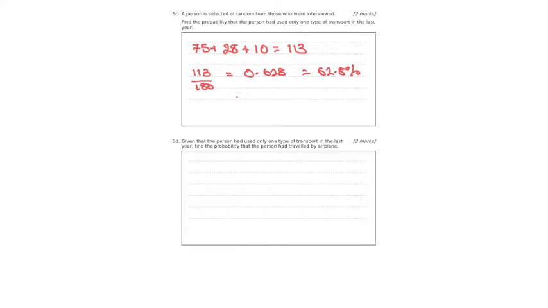Given that the person had used only 1 type of transport in the last year, find the probability that the person had travelled by train. Well, we know that only 113 had travelled by 1 type of transport, and only 10 of those had travelled by plane, which is 8.85%.